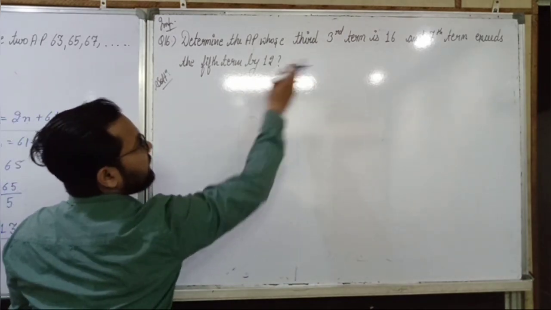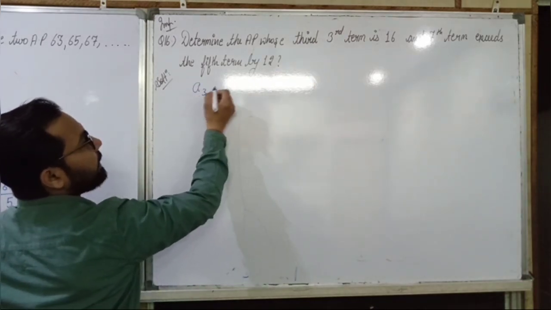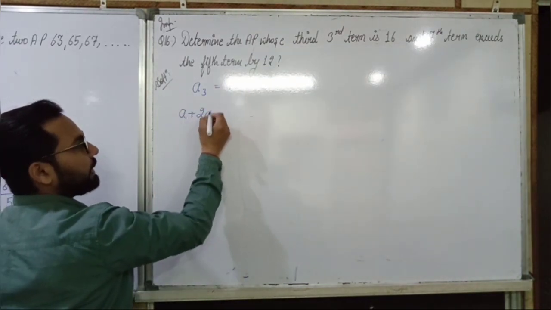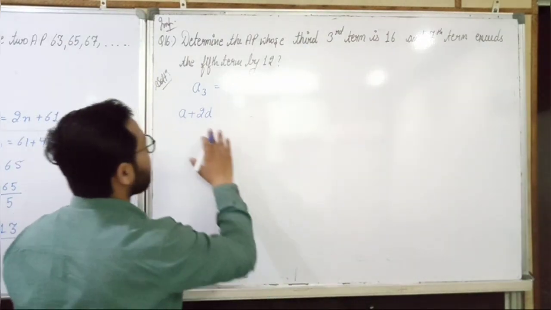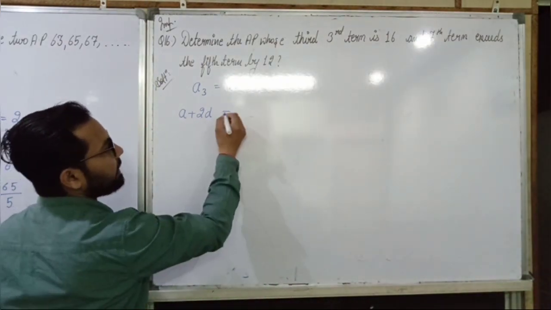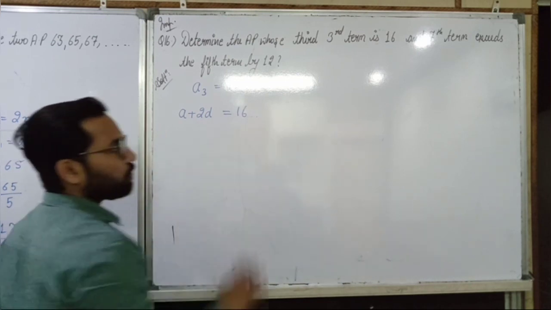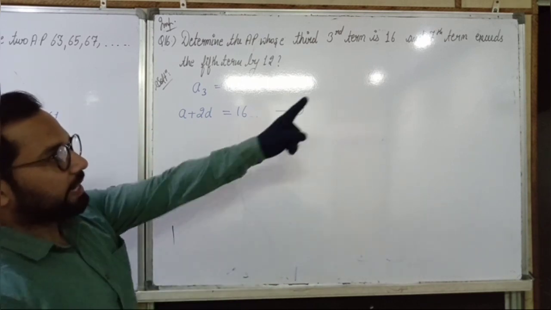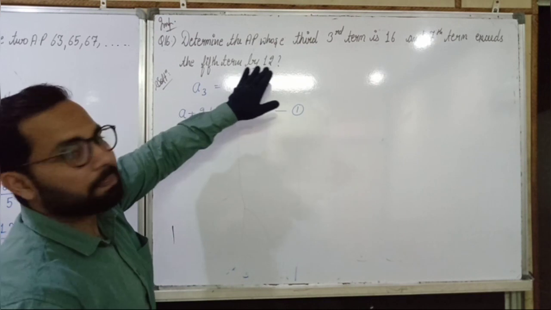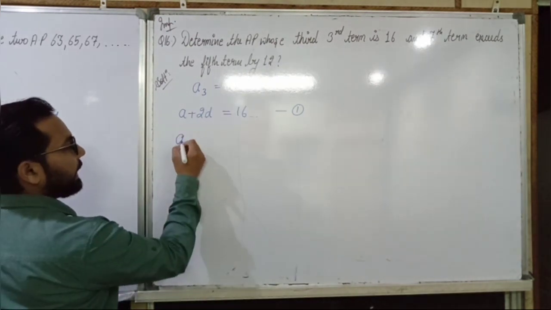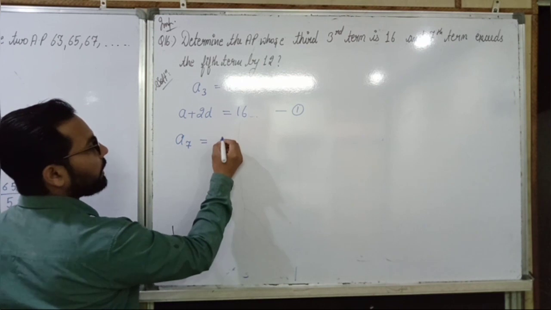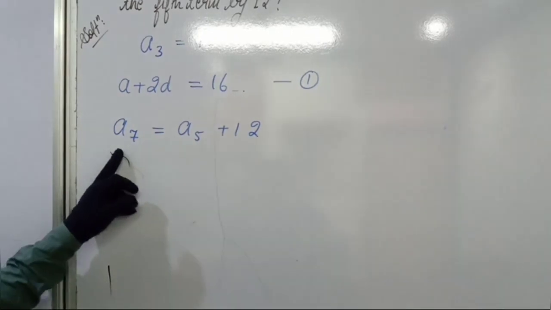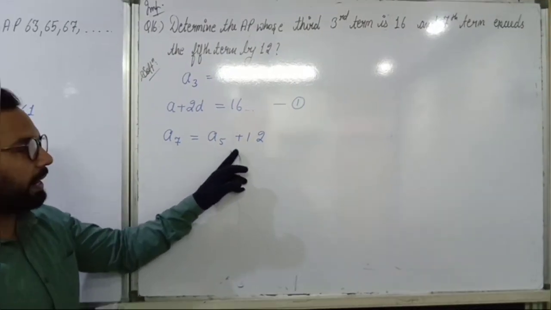लाइक थर्ड टर्म इज 16, तो a3 इज इक्वल्स टू 16 गिवन है. a3 मतलब a प्लस 2d, जैसे हमने पिछले क्वेश्चंस में किया था बाय यूजिंग द फॉर्मूला a प्लस 2d इज इक्वल्स टू 16. एक इक्वेशन तो हमारी ये बन गई. ठीक है, लेट इट बी द फर्स्ट इक्वेशन. Now seventh term exceeds its fifth term by 12. तो a7 is equals to a5 plus 12. According to the question, seventh term exceeds its fifth term by 12.